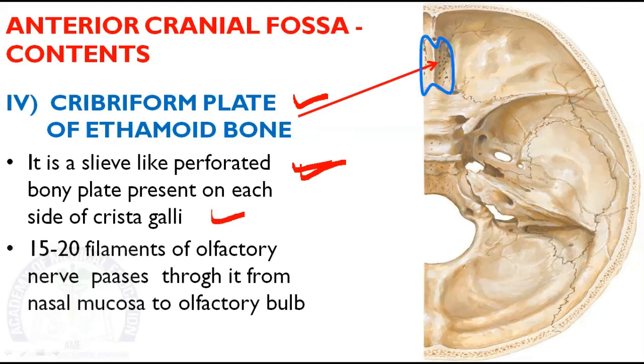There are 15 to 20 filaments of the olfactory nerve that pass through it from the nasal mucosa to the olfactory bulb. Just here at the level of the crista galli, the olfactory bulb and tract are present. With that bulb, there are small filaments that pass from the nasal mucosa to the olfactory bulb, and then the olfactory bulb continues posteriorly as the olfactory tract.